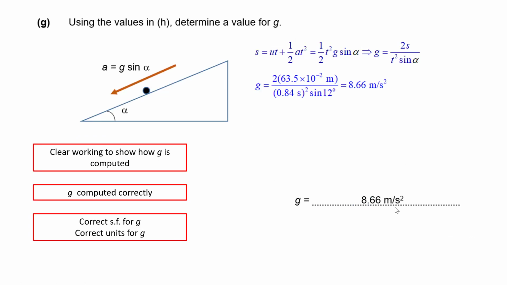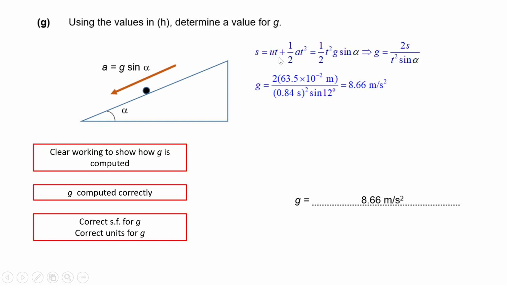Then with these values, you are asked to compute a value of g. So most of you were able to tell me that s is equal to ut plus half at squared. This is the equation you're going to use. However, quite a lot of you forgot that your ball is actually rolling on an inclined plane. So the acceleration is not g, but g sine alpha. That's why you needed the value of alpha earlier as well.